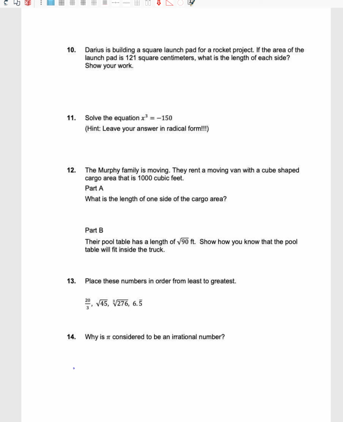Darius is building a square launch pad for a rocket project. If the area of the launch pad is 121 square centimeters, what is the length of each side? And show some work on this. Okay, so 121 squared. So you have to put the radical, and then 11 times 11 equals 121. So 121 squared equals 11. Not 121 squared. Does it say cube? No. It says square centimeters.